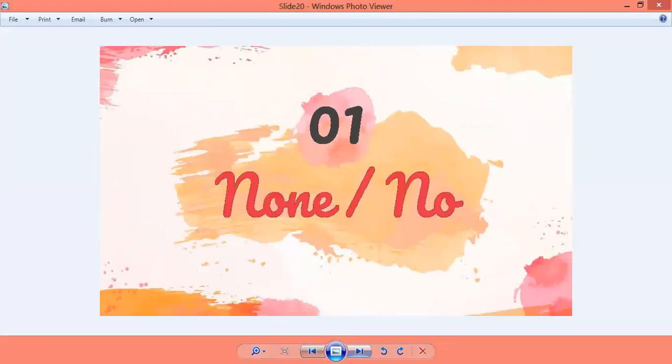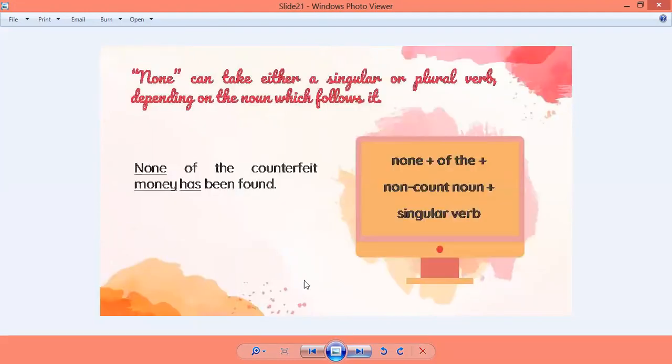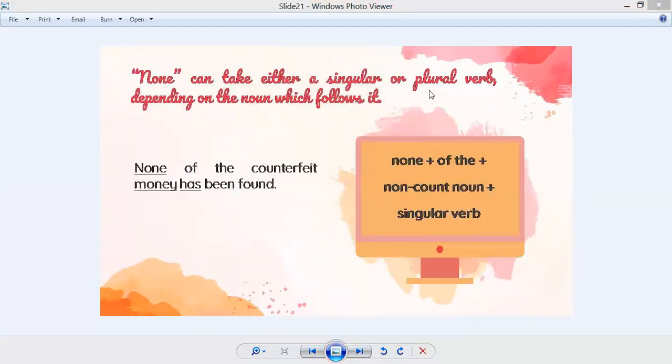Next set of words is none and no. None में क्या use करेंगे, singular, plural, या फिर no में हम क्या use करेंगे, singular और plural. Let us see. सबसे पहले none का देखते हैं. None can take either a singular or a plural verb depending on the noun which follows it. None जो है उसके बाद singular भी आ सकता है और plural भी आ सकता है. It is all going to depend on what noun है.